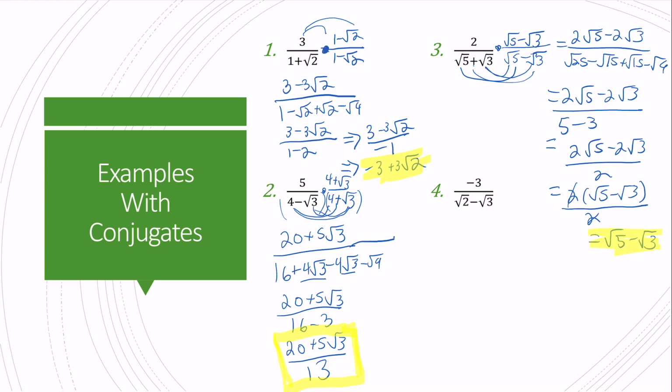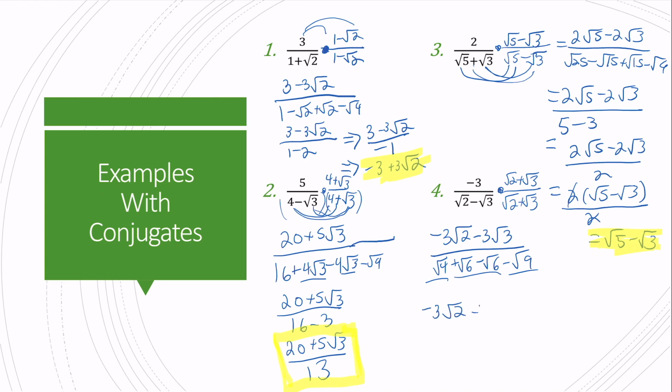For problem 4, I have the square root of 2 minus the square root of 3. So we're going to multiply by the square root of 2 plus the square root of 3 on the top and the bottom. So I have negative 3 root 2 minus 3 root 3 over the square root of 4 plus the square root of 6 minus the square root of 6 minus the square root of 9. So this is going to simplify to a 2 and a minus 3. My middle terms cancel. So I have negative 3 root 2 minus 3 root 3 over 2 minus 3. That becomes a negative 1.